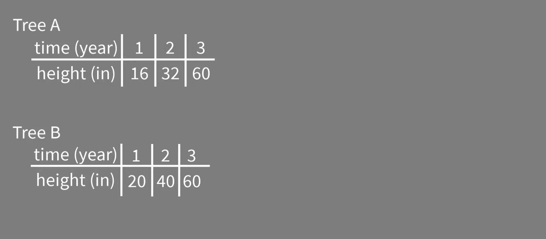So again, as with the previous problem, if it is a proportional rate, then the ratio of inputs to outputs or outputs to inputs will be constant. So we want to know, is height to time, inches to years, constant? So we're looking at 16 divided by 1 equals 16 inches in a year. 32 divided by 2 equals 16 inches in a year.